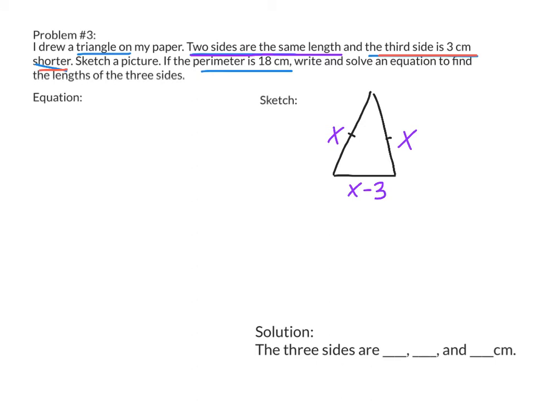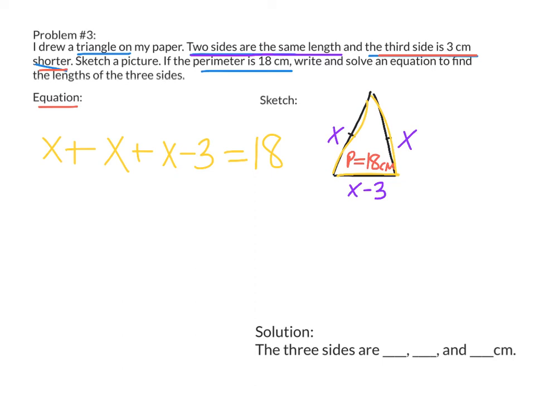We also know the perimeter of this whole triangle is 18 centimeters, so I'm going to put P equals 18 centimeters in my picture. So I have a really nice sketch here that helps sum up all the information from the problem. Now let's write our equation to figure out the length of X. If we take this side, X, plus this side, X, and add our third side, which is X minus 3, we will have our perimeter, which was 18 centimeters.